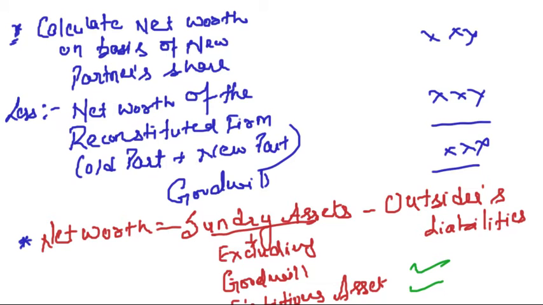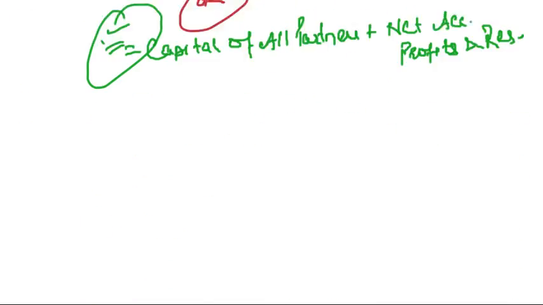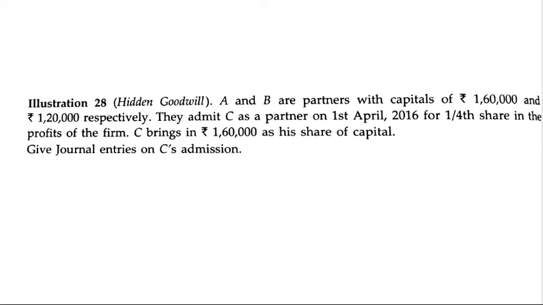Right? Now let's see a practical problem on this. A and B are partners with the capitals of 1,60,000 and 1,20,000. They admit C as a partner on 1st April 2016 for 1/4 share in the profits of the firm. C brings 1,60,000 as his share of capital. Give journal entries on C's admission. Let's first write down the facts.